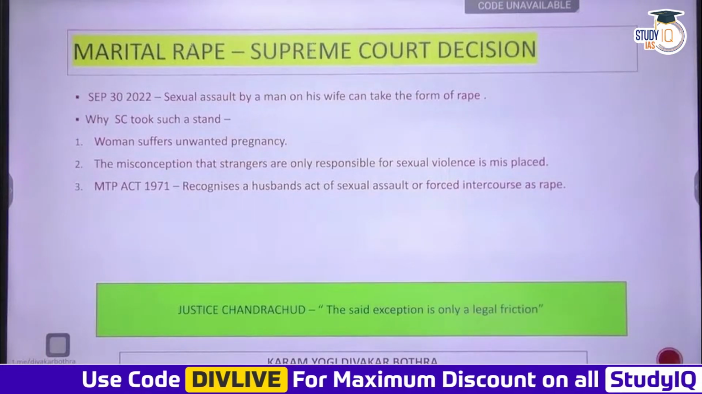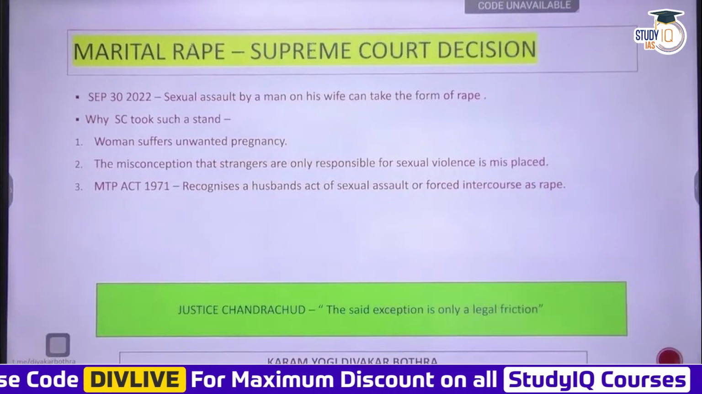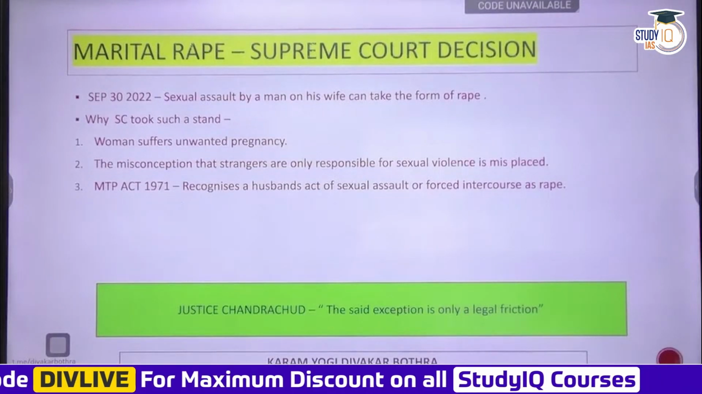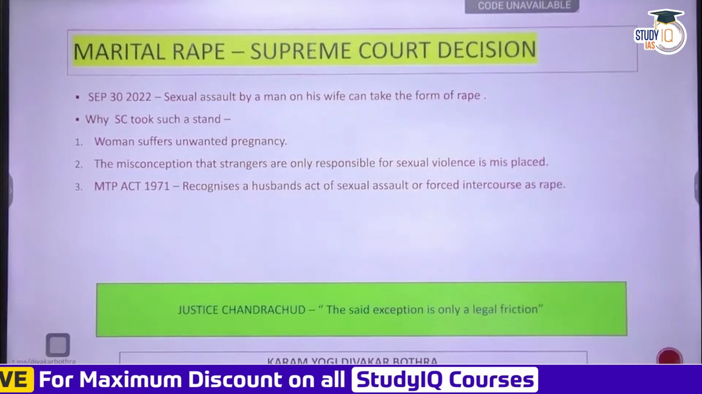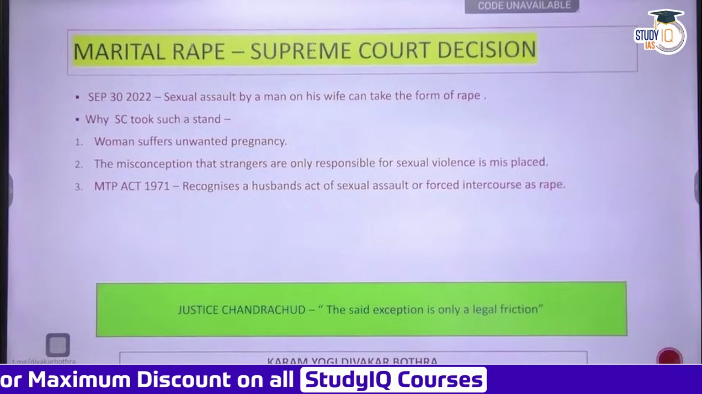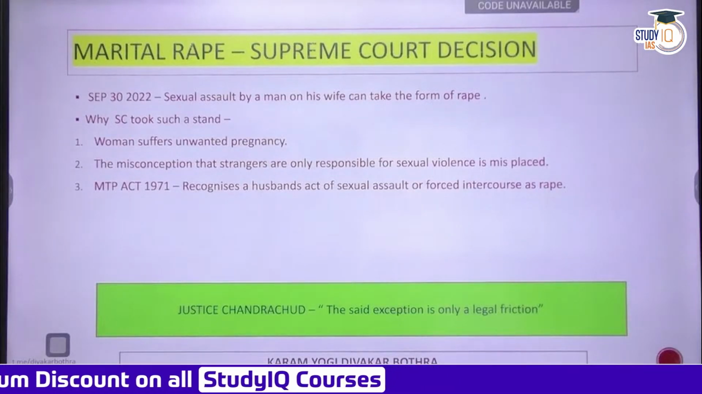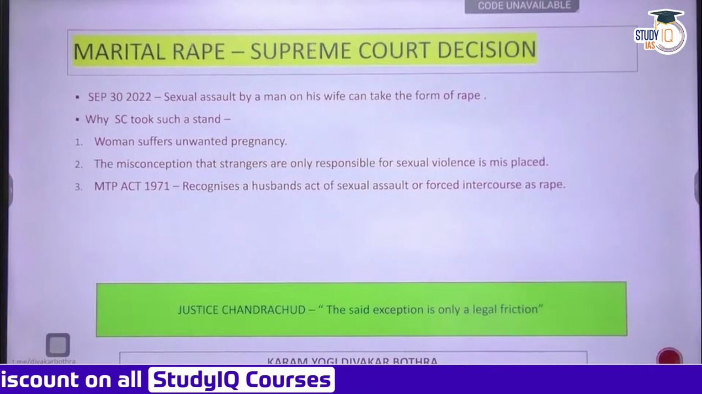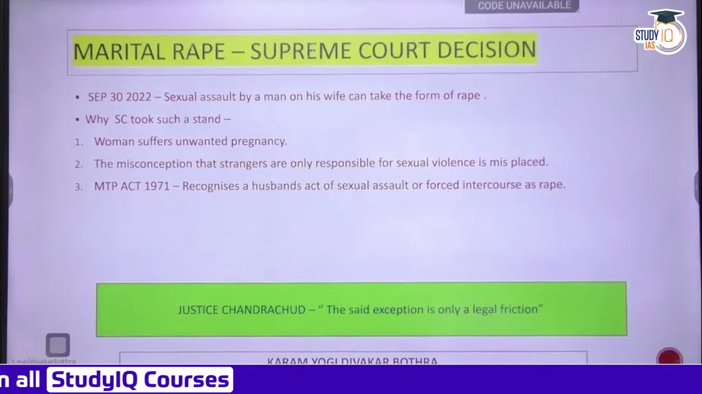Further, a woman is suffering through mental and physical illness, and therefore the court says sexual assault by a man on his wife can take the form of rape. Although the amendment has not been made in IPC, suppose somebody goes to court, there is a possibility that the Supreme Court will not consider that as rape, but there is a possibility they may dwell on it, and tomorrow they may give a directive to the government to modify IPC and consider marital rape as rape.